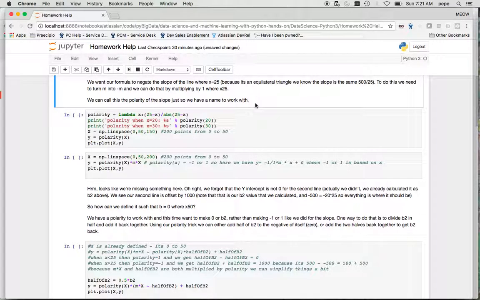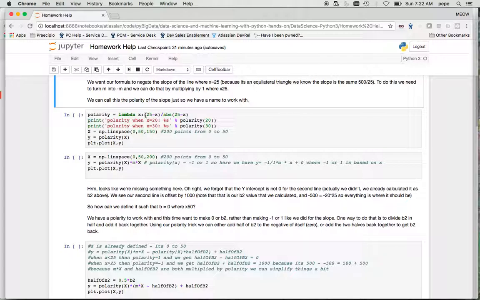What we need to do is, where x equals 25, we need to invert the slope. We need it to go negative at that point, so it starts to go down. An easy way to do this is to figure out a way to be able to multiply our slope, m, by negative 1. So what we came up with to do that is to take 25 minus x, which tells us are we on the right side or the left side of the value of 25. Once we hit 25, 25 minus 25 will be 0.